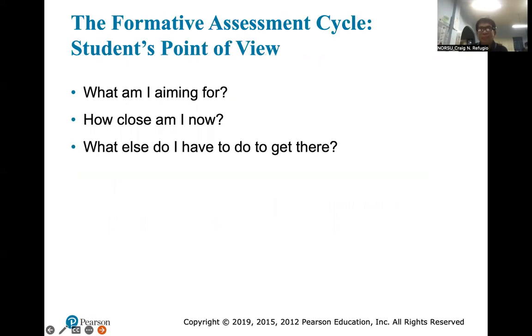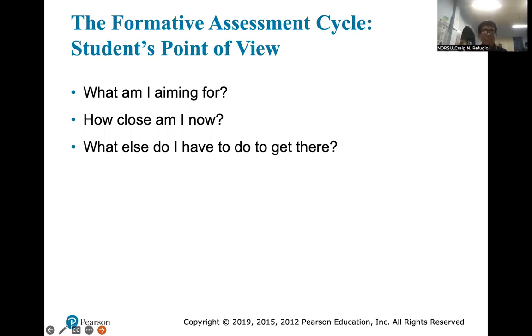The formative assessment cycle, from the students' point of view. What am I aiming for? How close am I now? What else do I have to do to get there? So these are some of the common viewpoints in a formative assessment cycle. I repeat, what am I aiming for?